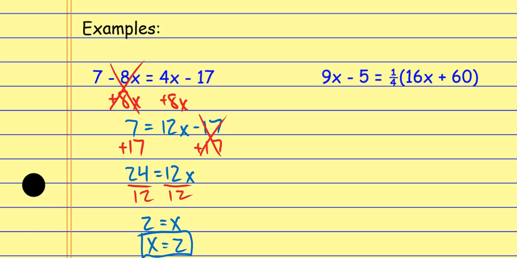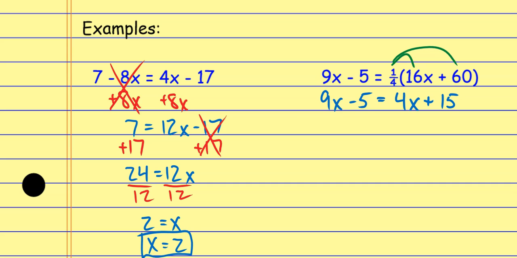The first thing, hopefully, I notice is that I have my distributive property there, so I'm going to do my distributive property. And remember, a 1/4 is just divided by 4. That's what a fraction means. It means division. So as we distribute that, 16 divided by 4 is a 4, so it's a 4x. 60 divided by 4 is a 15. That's what you get when you multiply by 1/4. It's just dividing by 4.